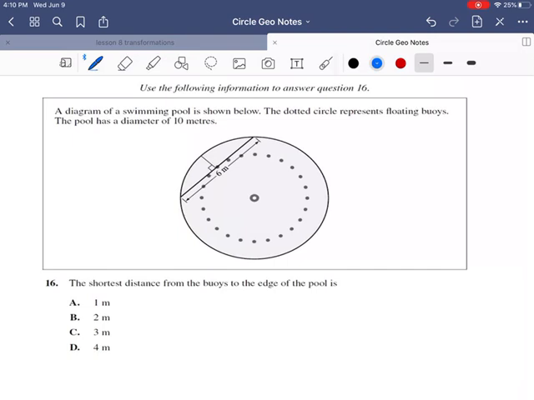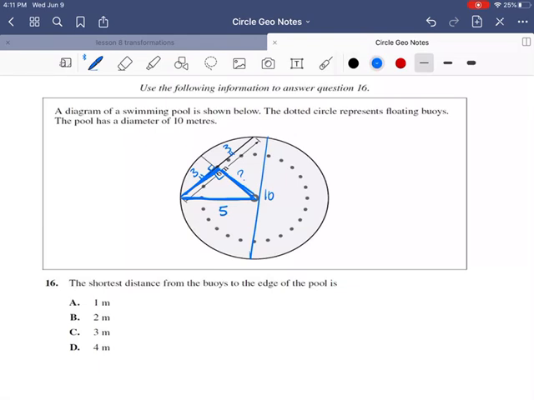Here's another one. A diagram of a swimming pool is shown below. The dotted circle represents floating buoys. The pool has a diameter of 10 meters. So all the way across is 10, which means that halfway, or the radius, is going to be 5. And if this is a perpendicular bisector, this part is 3, and that part's 3. So we've got 3 here, 5 here, and we'll complete our right angle triangle, looking for this part. So the shortest distance from the buoys to the edge of the pool.